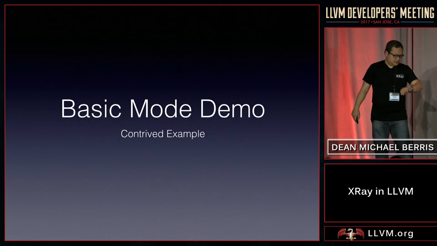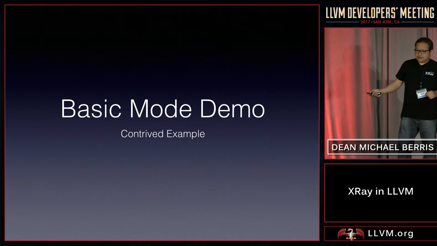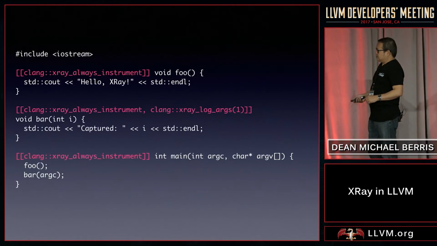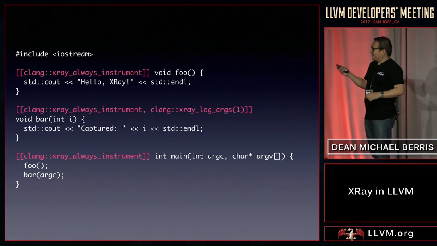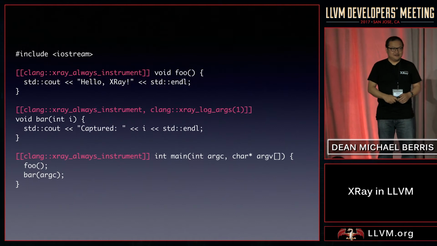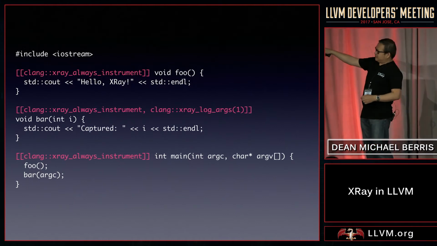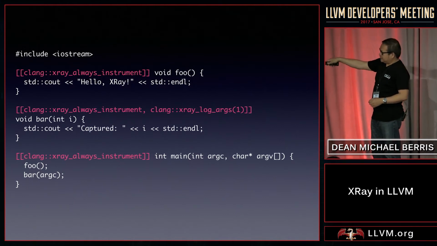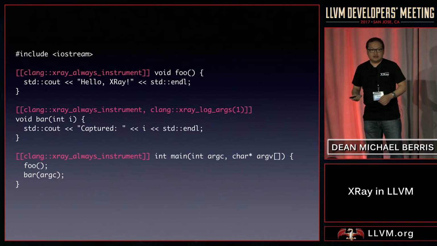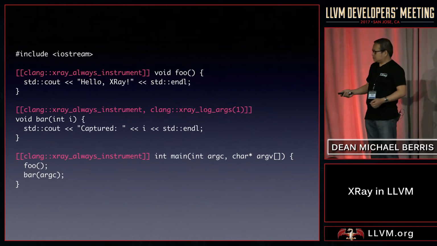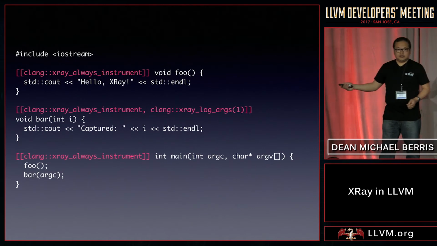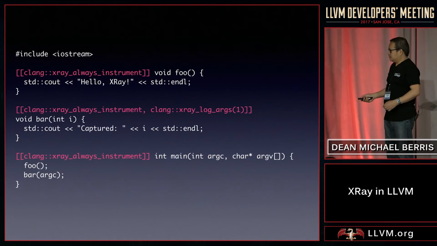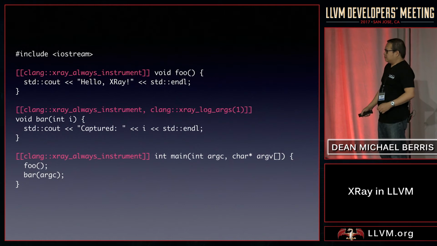All right, here we go. So I have some time. Let's go through some basic mode demos. I won't actually be doing demos because I learned from the best. So here's some code. This is a contrived example. We always instrument foo, which basically says hello XRay, and bar, which takes the first argument, and we have that attribute that allows you to get the first argument. And then we also fully instrument main. We always instrument main, so we want to get that. All it's doing is calling foo and bar.